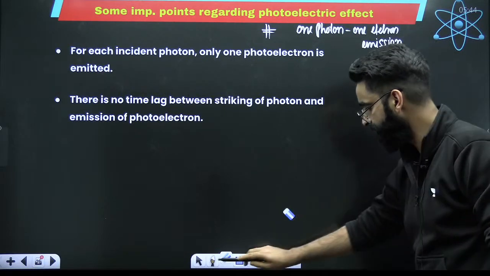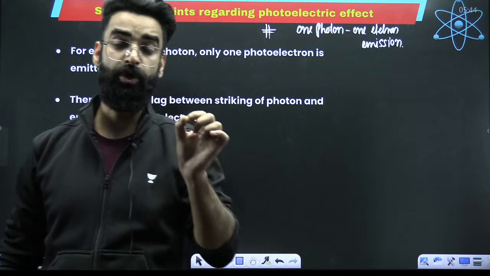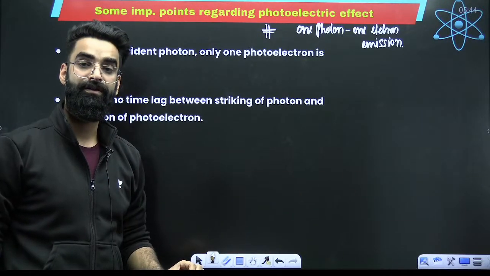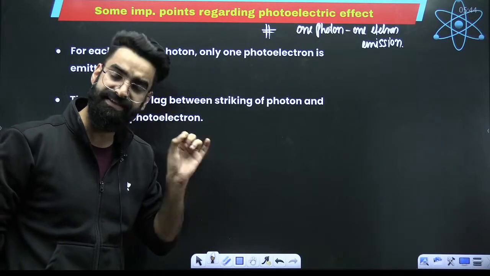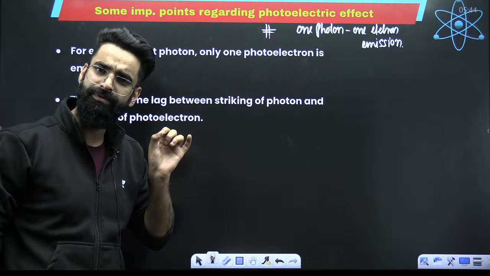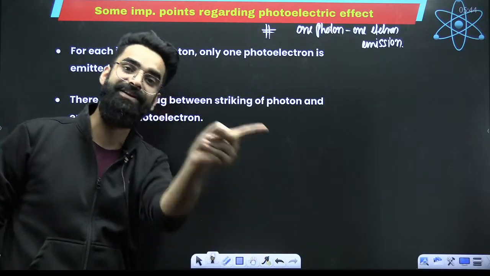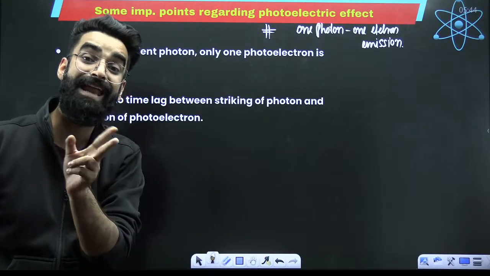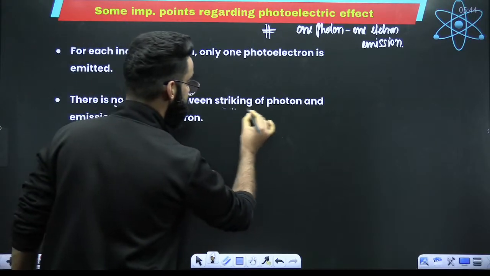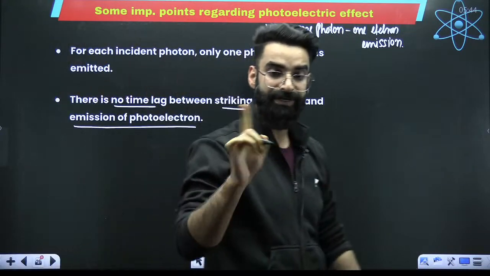Point number two. My dear students, when a photon of a particular frequency strikes the surface of the metal, the process is all instantaneous. As soon as the photon strikes the metal surface, at that time itself, the electron is emitted. There is no time lag between the striking of the photon and the emission of the photoelectron.